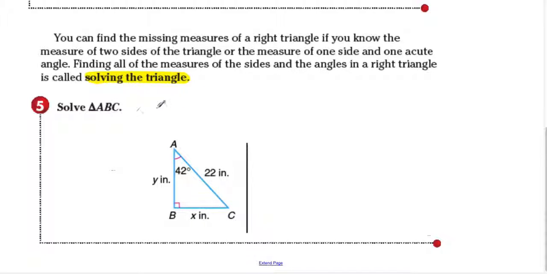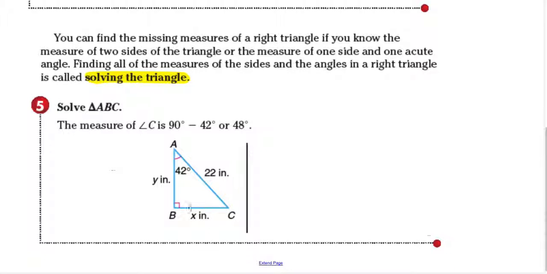So finding the measures of all of the sides and angles of a right triangle is solving the right triangle. If we want to solve triangle ABC, we notice that we don't know what angle C is, or side AB and side BC. The easiest step right now is to find the measure of angle C. We know that the sum of all the angles in a triangle measures 180 degrees. So we simply add 42 plus 90 and subtract that from 180 degrees. Or another way is to get 90 degrees and subtract 42 degrees, and we get 48.